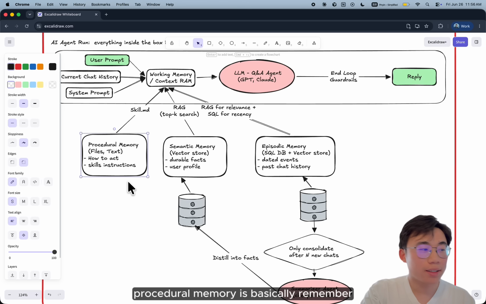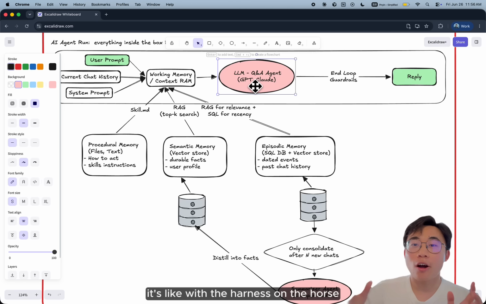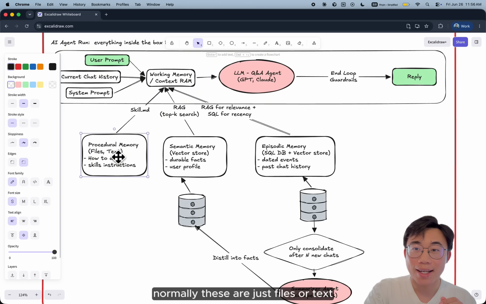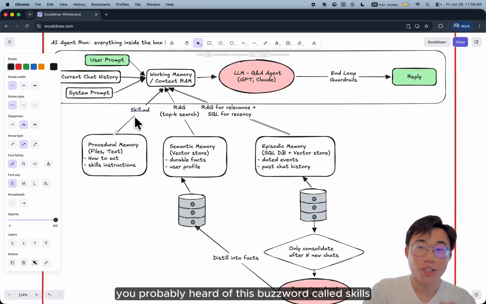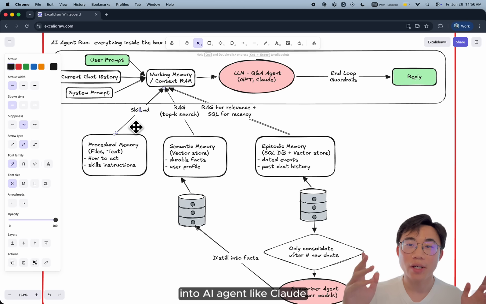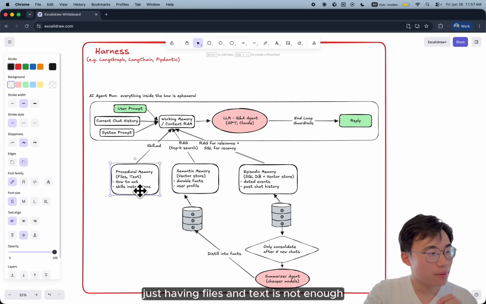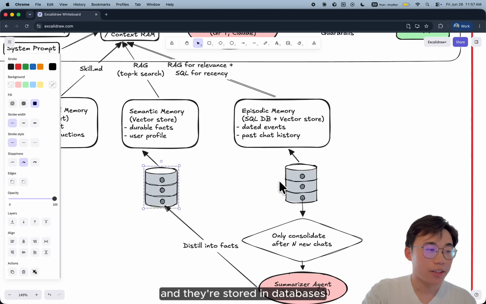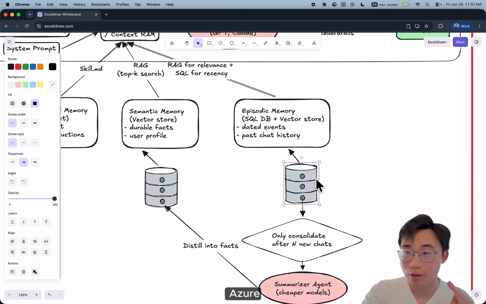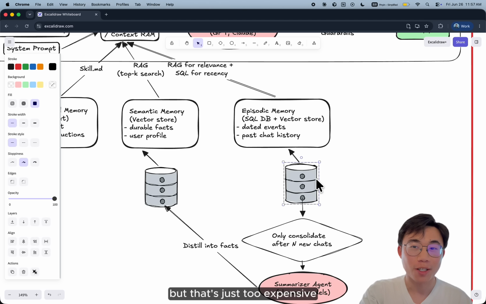Procedural memory is basically, remember, about instructions. It's about how the agent should be acting. It's like with a harness on the horse, you want the horse to ride faster or slower. Normally, these are just files or text, and that's why you've probably heard of this buzzword called skills. A skill is basically a piece of text in a markdown file that you feed into an AI agent like Claude Code. But if you want to harness the system well, just having files and text is not enough. They're stored in databases, say like AWS, Supabase, Google Cloud, Azure, all these kinds of places. Or you can set up your own server at home if you want, but that's just too expensive. You don't want to do that.